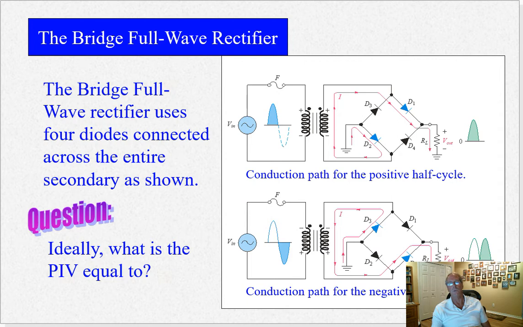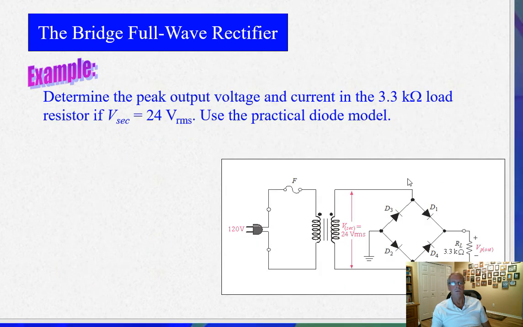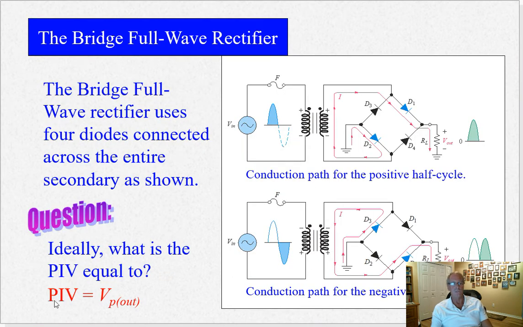And the peak inverse voltage is, again, half of the secondary because you have two diodes and you split it between both of those. And this is peak inverse VP out, but that's for both diodes.